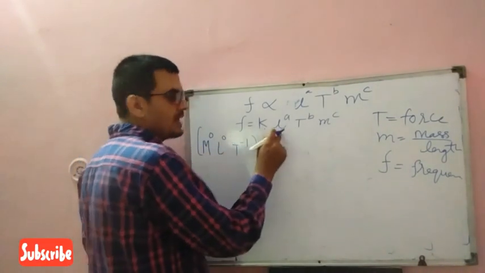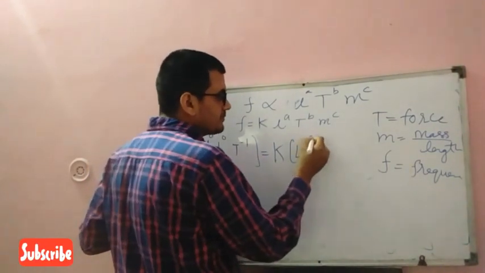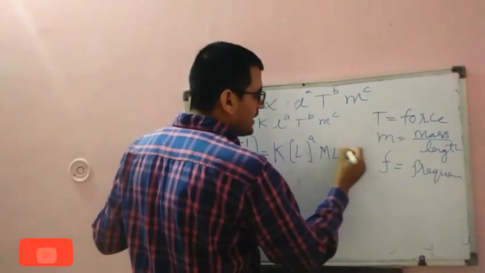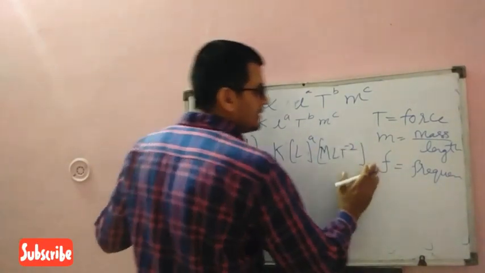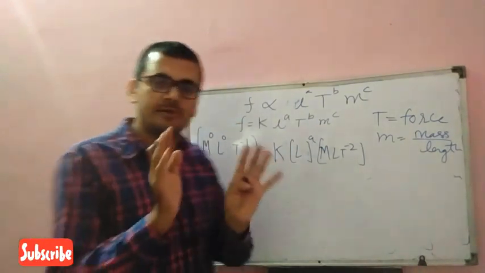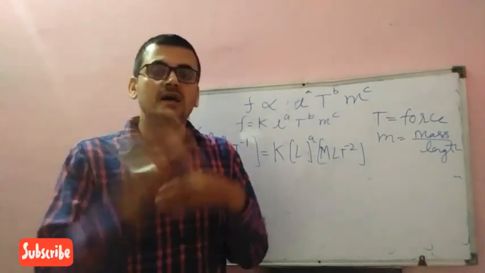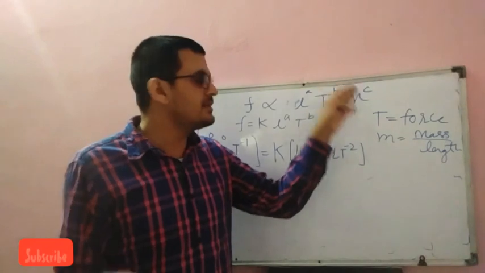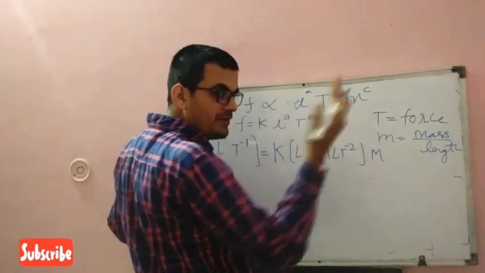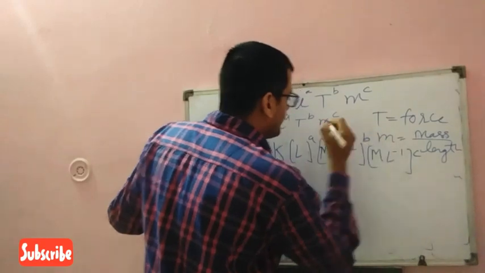K is the constant. L is the length of the string, length means meter, means L. T is the tension, tension means force. What is the dimension of force? MLT minus 2. And what is this M? Generally M stands for mass, don't get confused, but in the question it is given as mass per unit length. So the dimension of mass is M, and per unit length means M L minus 1, power c, and T power b.